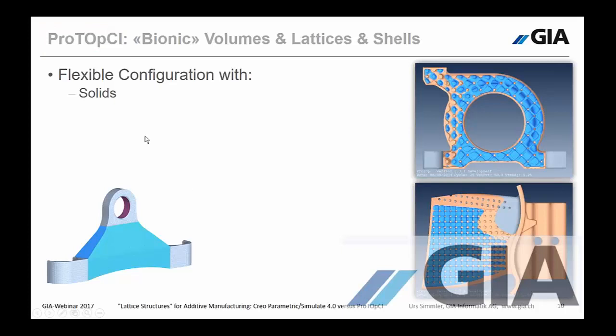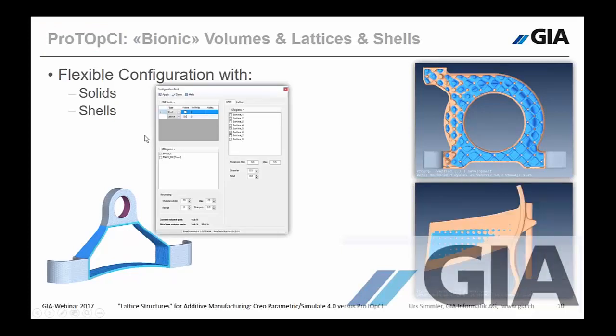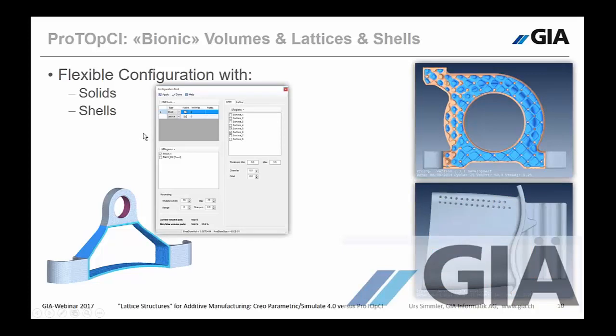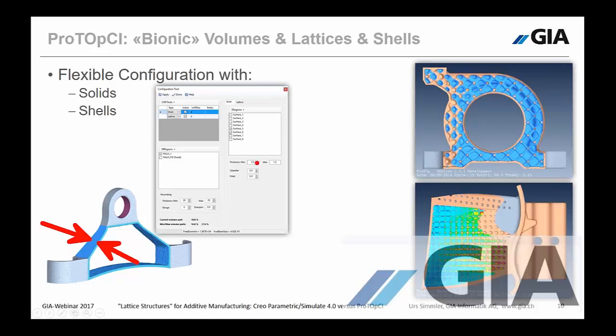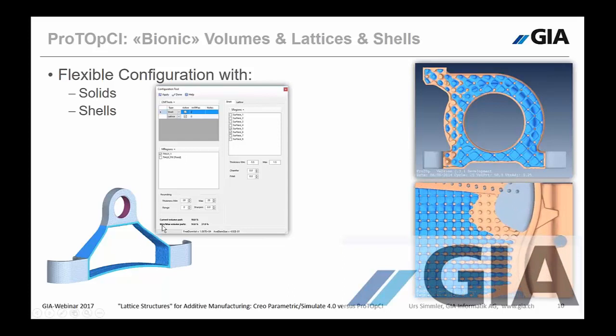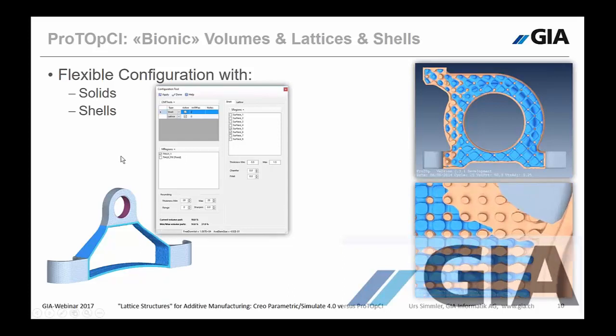I will show that later on. In addition to solids, we can deal with shells. That means we can say that in those regions we want to have shells. They can have a thickness between those values, and if we type in a 0 for the minimum value here, then ProTOp knows it can also take away that shell with a 0 value.